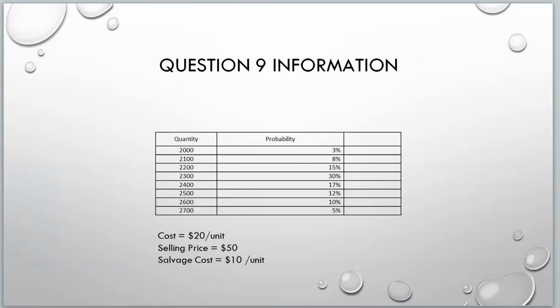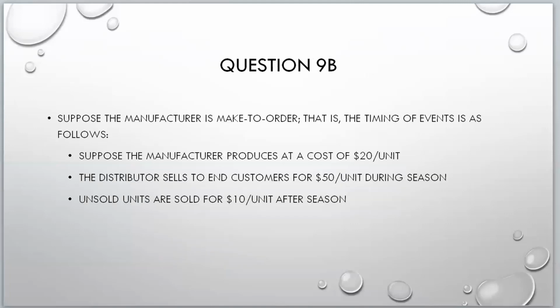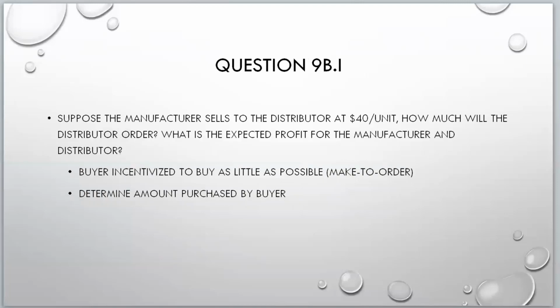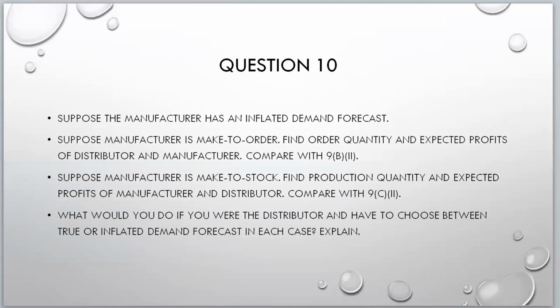So the manufacturer builds each item at a $20 cost each. The retailer sells it at $50, and then there's a salvage cost for unsold items at $10 a unit. Okay, I guess I did write it down. So then the manufacturer sells to the distributor at $40 a unit. Okay, then question 10, suppose the manufacturer has an inflated demand forecast. So this is the inflated demand forecast that I'm going to cover in question 10 in a minute. So I should have probably moved this down a little bit, sorry.